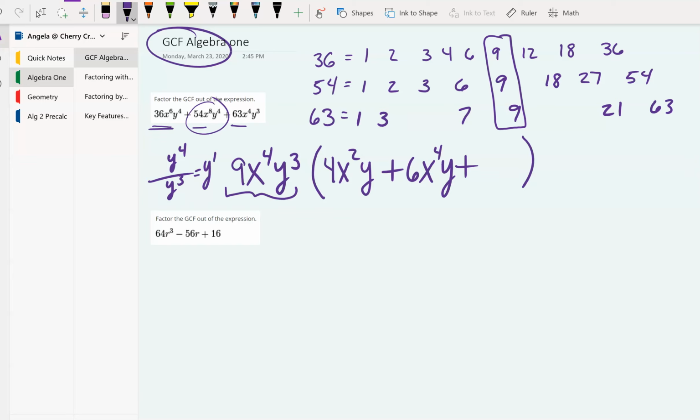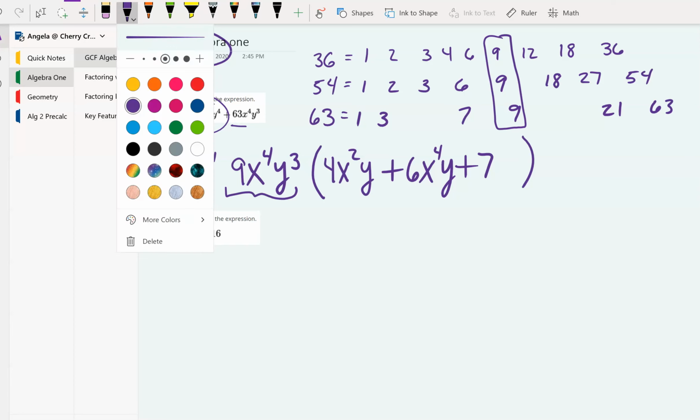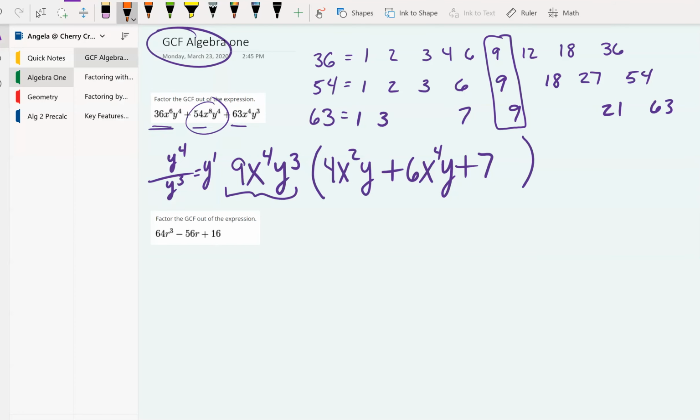And then last but not least, dividing out a 9, we have 7. x to the 4th divided by x to the 4th is 1. And y cubed divided by y cubed is 1. So 7 is our final term here. Okay. You might want to take a minute if you'd like. This is your final answer: what you divided out times your result of dividing out that greatest common factor in parentheses.